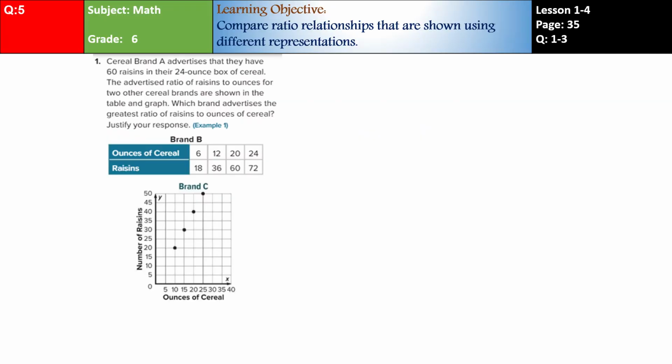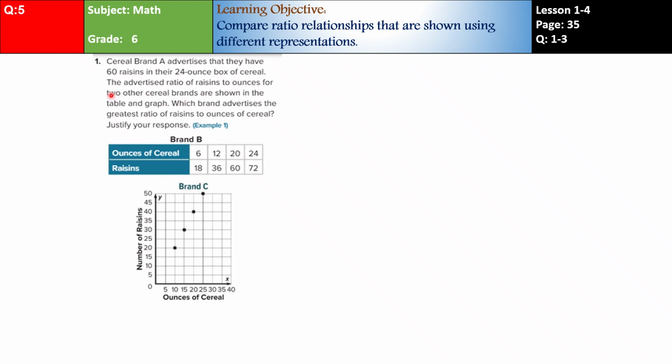Compare ratio relationships that are shown using different representations. Cereal brand A advertised that they have 60 raisins in their 24-ounce box of cereal. Brand B gave their information in the form of a table. Brand C gave their information in the form of a graph. What is the best way? Write them all in the same way. You can write them in the simplest ratio in the form of a table, or you can graph all of them to see who is giving the greatest ratio of raisins to ounces.